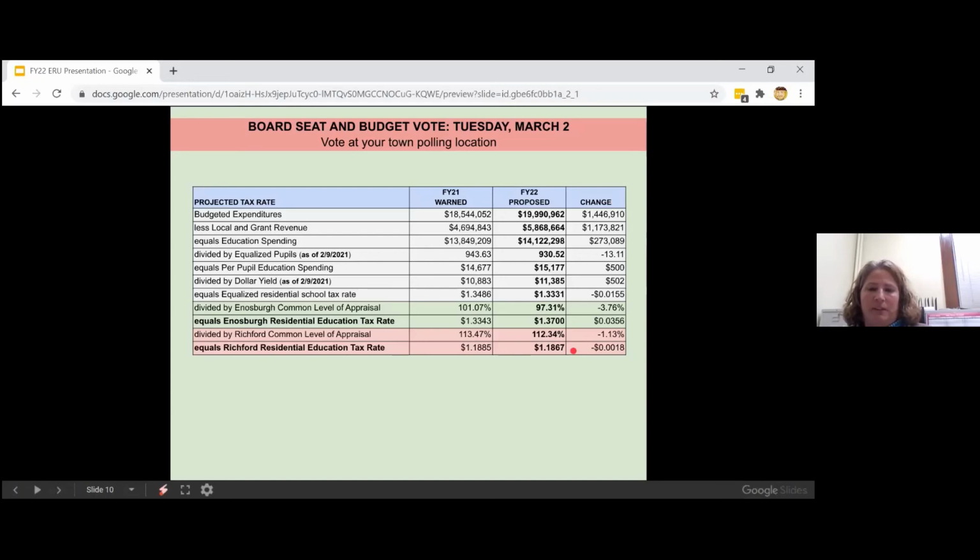I feel that we have kind of dodged the bullet of COVID with the financial landscape. So then we have Richford. This one's a little funny, because I just told you that if the common level of appraisal goes down, your tax rate goes up, right? Well, this one actually went down, but the tax rate didn't go up, because it went down by such a small amount that it didn't change it by even a penny. So Richford's still a decrease, even though their CLA decreased as well. They're down from last year.